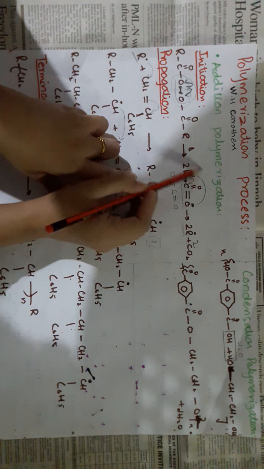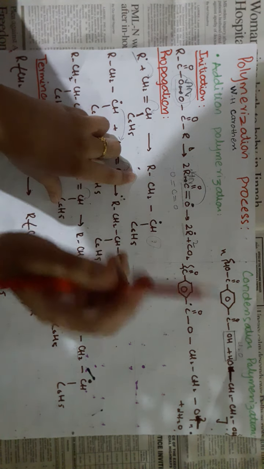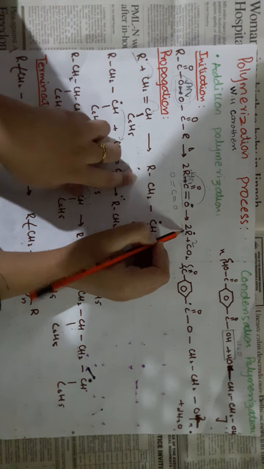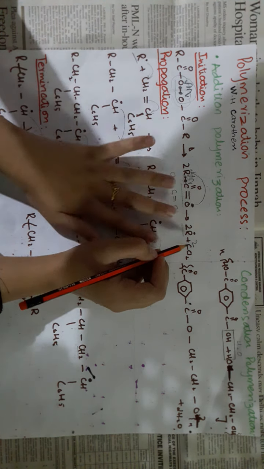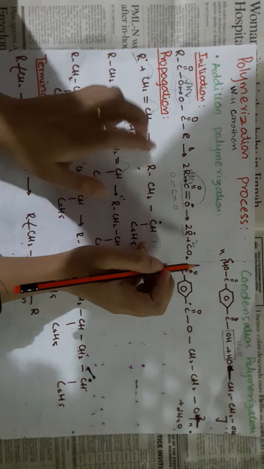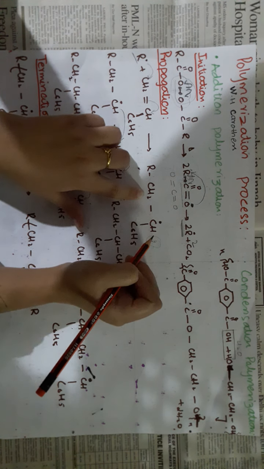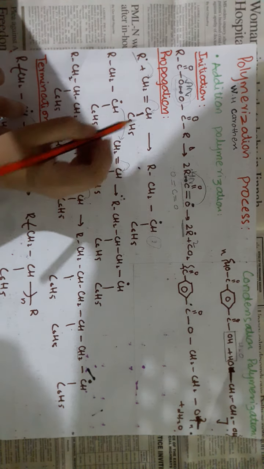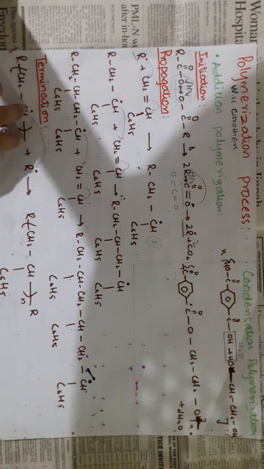But we had two molecules of this huge structure. So we'll get two molecules of carbon dioxide and two free radicals R. Now our initiation process is completed, in which we have generated our required free radical. Now we will use this free radical in our next process, which is known as propagation.